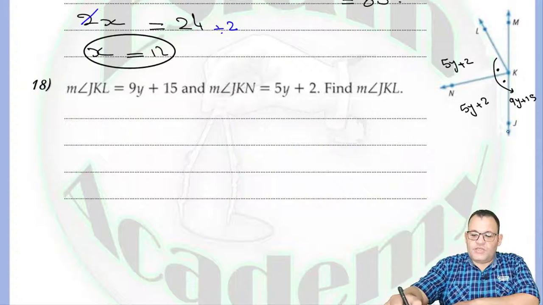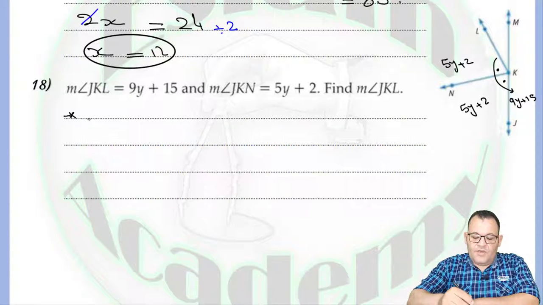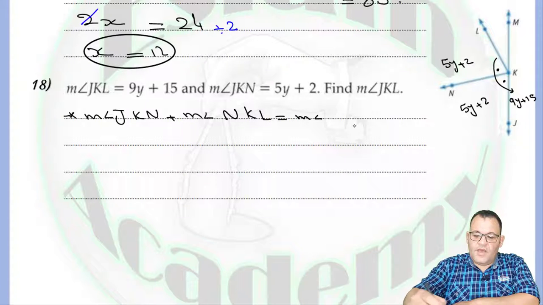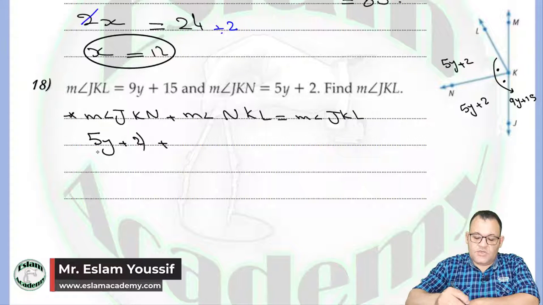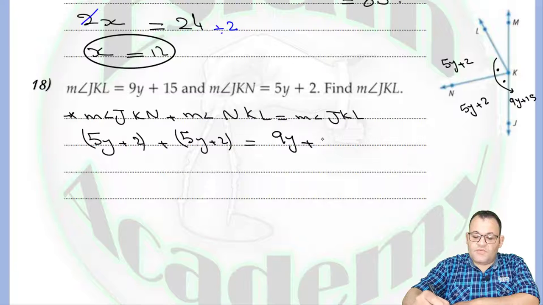At first, we know that JKL is equal to JKN plus NKL. All of the greatest angle equals the sum of the two smallest angles. So we have here the measure of angle JKN plus the measure of angle NKL is equal to the measure of angle JKL. By using substitution, we have 5y plus 2 plus, that's the first angle, 5y plus 2, that's the second angle. Their sum equals 9y plus 15.